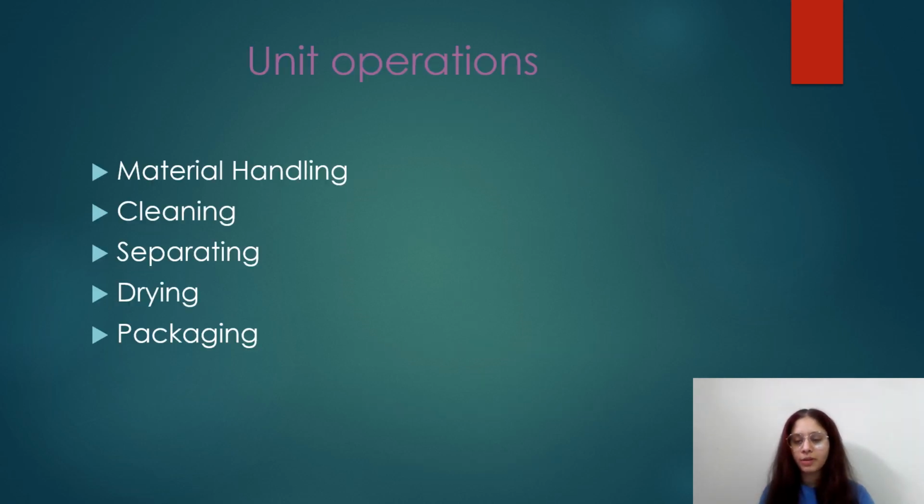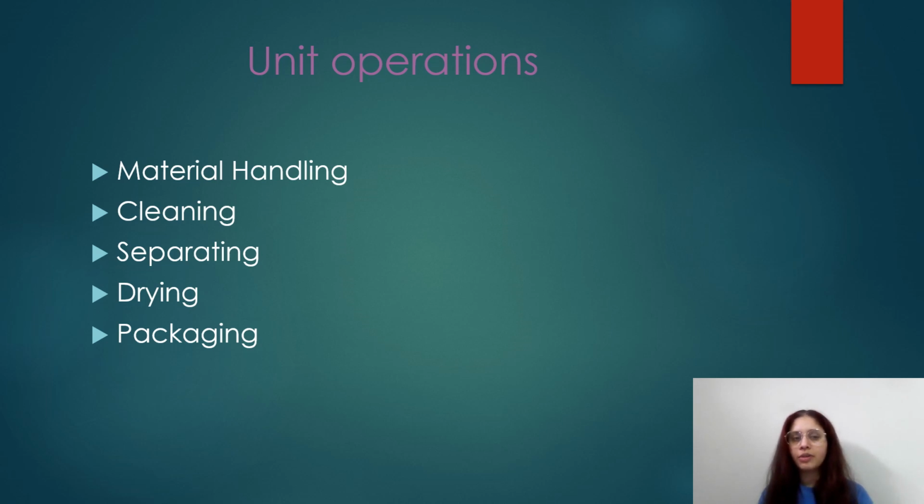Now we will be talking about the unit operations that are used in this process. We have 5 unit operations. First is material handling, second is cleaning, third is separating, fourth is drying, and fifth is packaging.